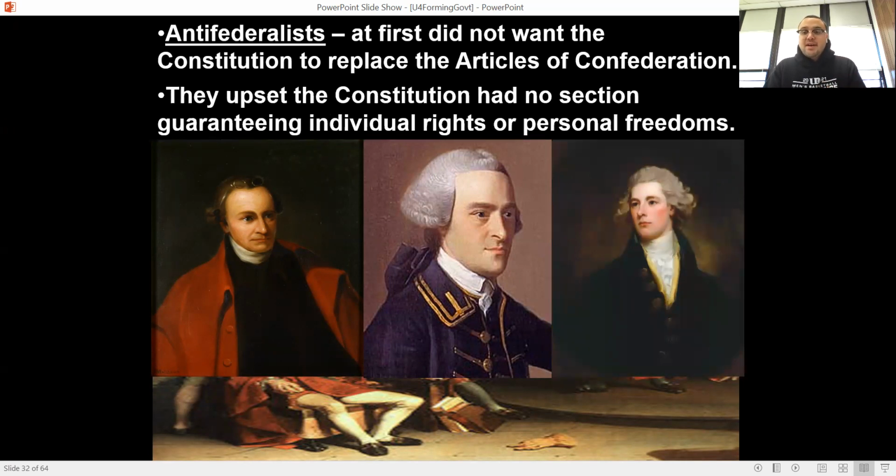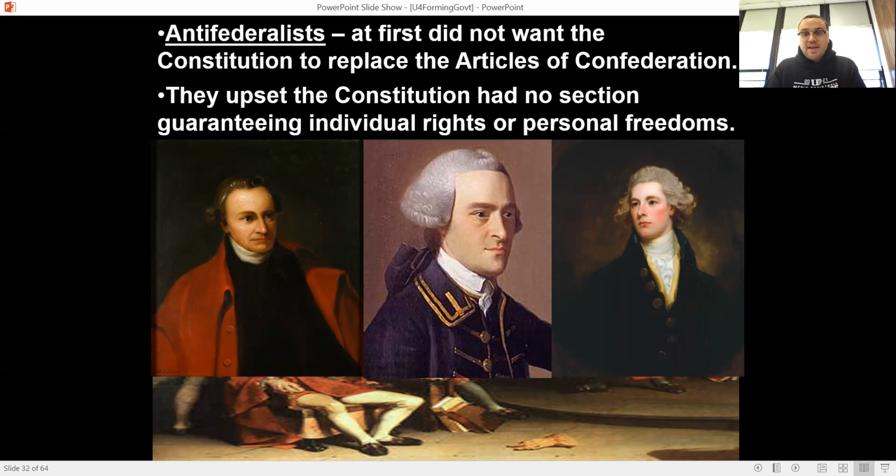This whole idea was about lessening or eliminating the power of the national government and keeping most of the power dedicated to these individual states. The one big issue that they're having, besides the idea of this big creation of a strong government, was that they're worried about individual rights and liberties, right?